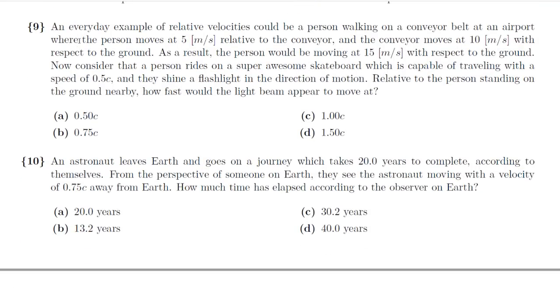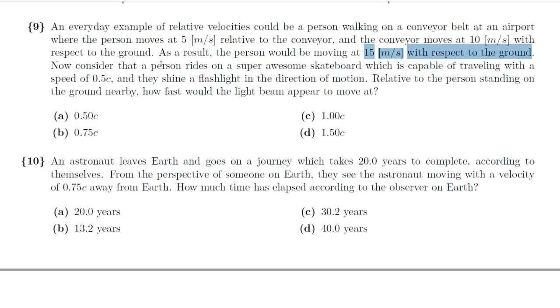an everyday example of relative velocities could be a person walking on a conveyor belt at an airport where the person moves at 5 meters per second relative to the conveyor, and the conveyor moves at 10 meters per second with respect to the ground. As a result, the person would be moving at 15 meters per second with respect to the ground.